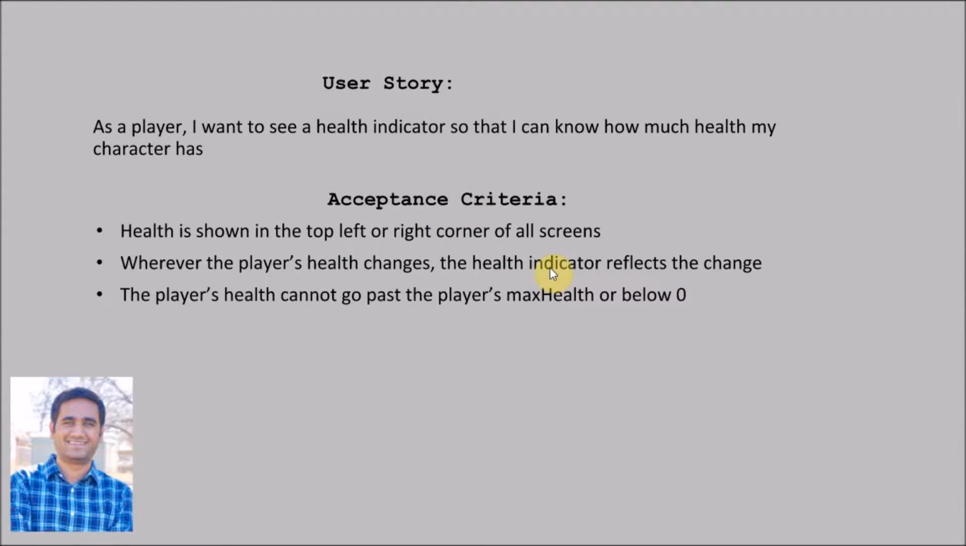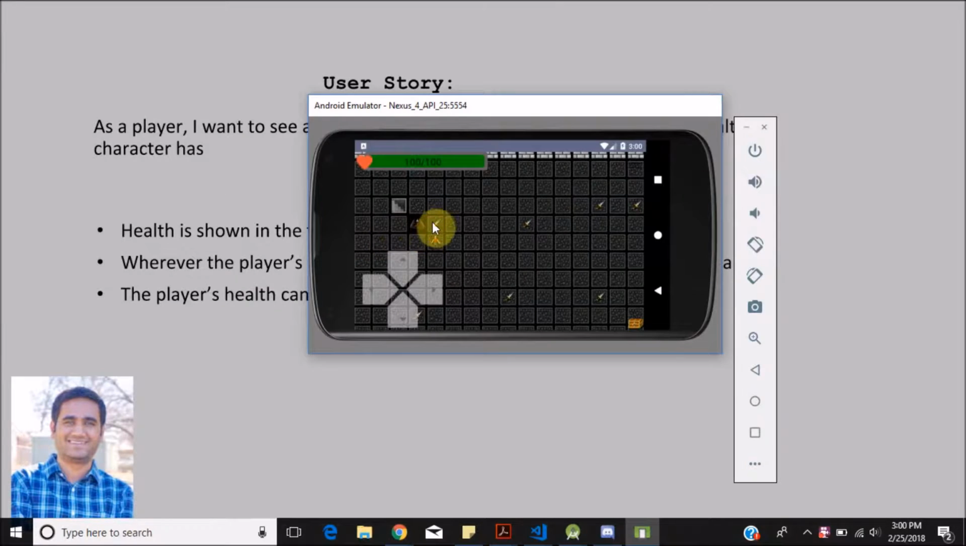My user story is, as a player, I want to see a health indicator so that I know how much health my character has. And the acceptance criteria for that is, health is shown in the top left or right corner of all screens. And as you can see, the health bar is shown in the top left corner of the screen.